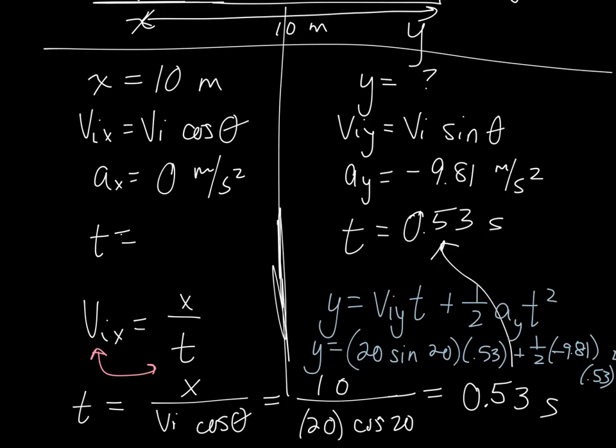Negative 11.4. I have a feeling it's not because, take a look. 1/2 of 9.81 is 4.9. Times another 1/2 is 2.5. Times another 1/2 is 1.25. So this is going to be a negative 1.25. And then this is a positive, right? So it can't be negative 11. It's not reasonable as an answer. But check again. Try and see.